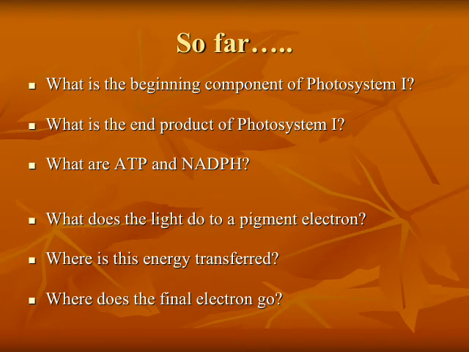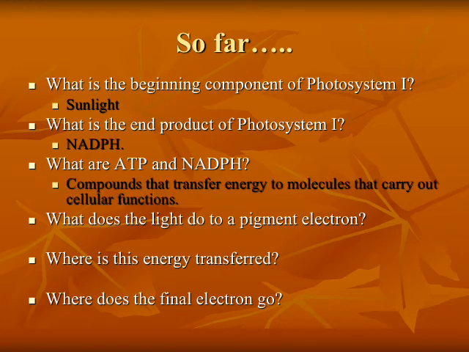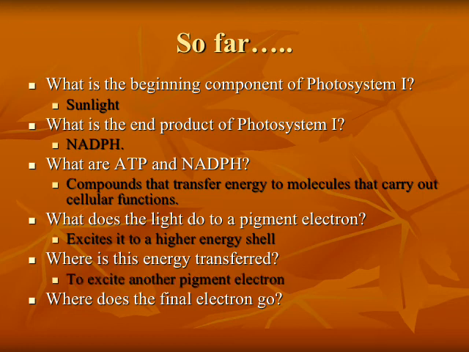So let's go through a recap of photosystem 1. What is the beginning component? Sunlight, just like photosystem 2. What is the end product of photosystem 1? NADPH. What are ATP and NADPH? Compounds that transfer energy to molecules. What does the light do to a pigment electron? Excites it to a higher energy shell. Where is that energy transferred? To excite another pigment electron in the photosystems.